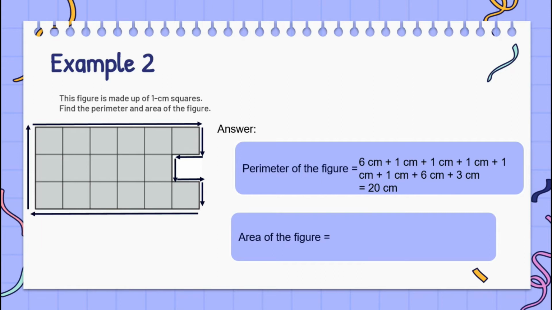Area of the figure. We need to count the number of 1 square centimeter. 1 plus 1 plus 1 plus 1 plus 1 plus 1 plus 1 plus 1 plus 1 plus 1 plus 1 plus 1, until the last 1 square centimeter. So there are 17 square centimeter.